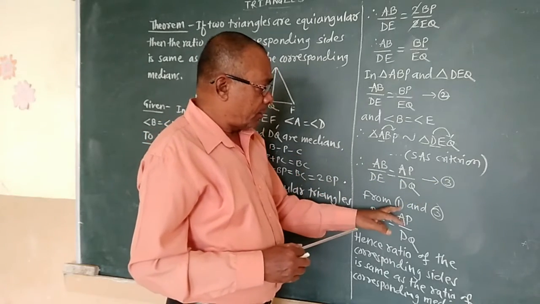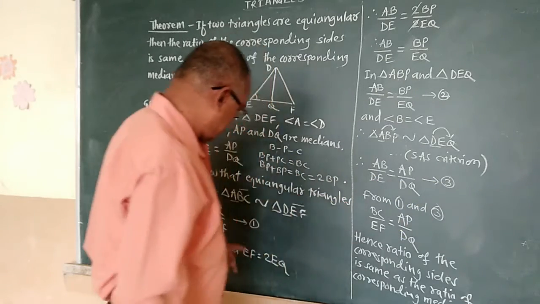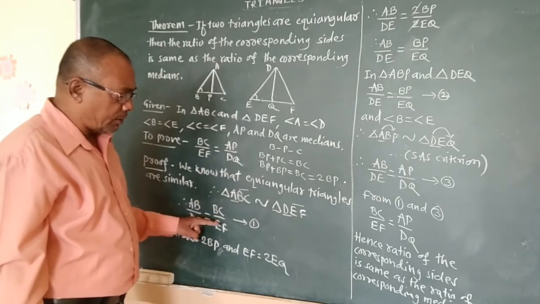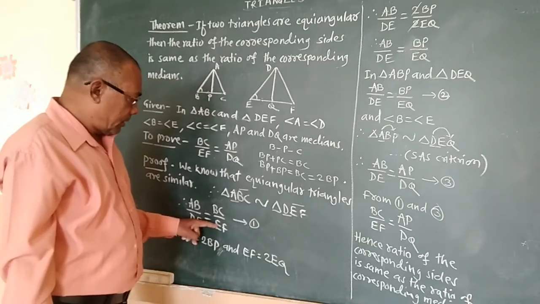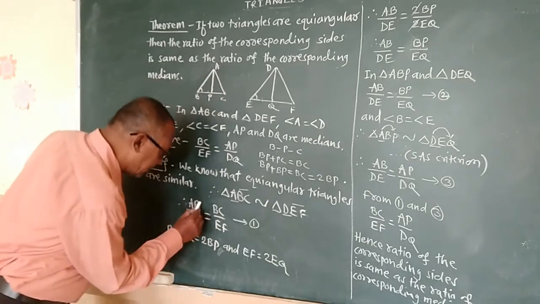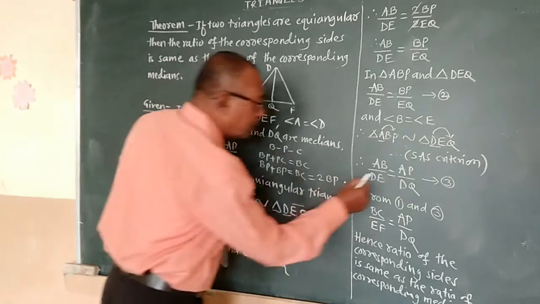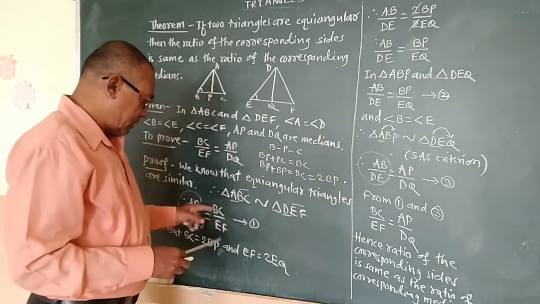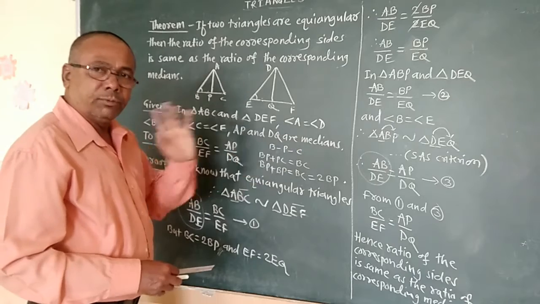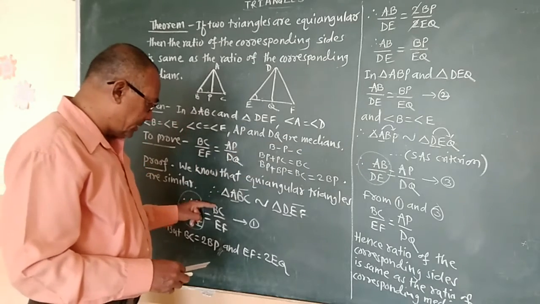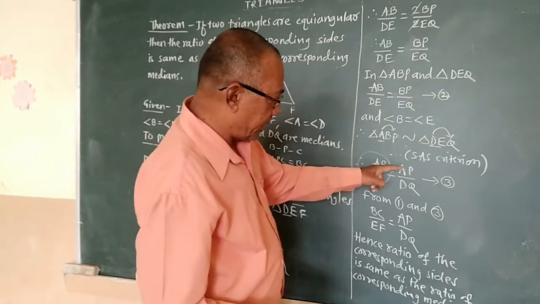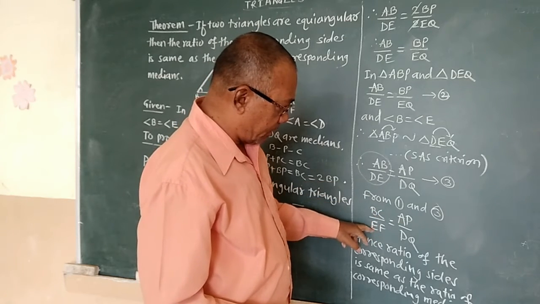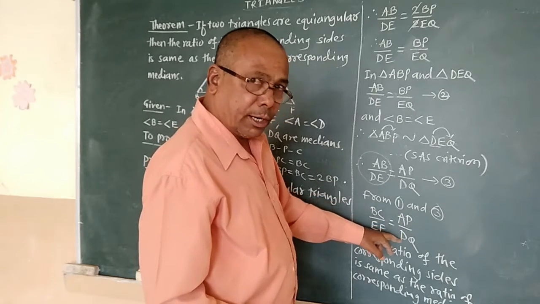And now from equation 1 and 3, here equation 1 is AB upon DE is equal to BC upon EF. So from equation 1 and 3, we know that the LHS of both the equations is the same, and therefore the RHS of both the equations must be equal. So BC upon EF is equal to AP upon DQ.